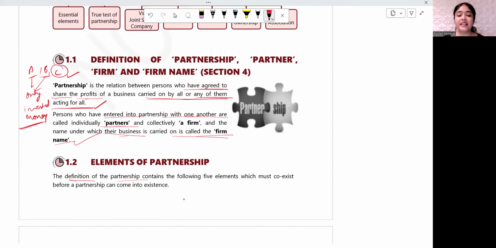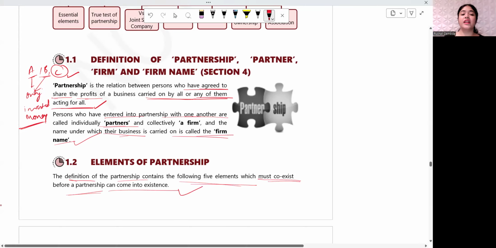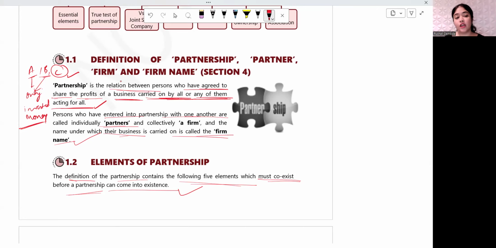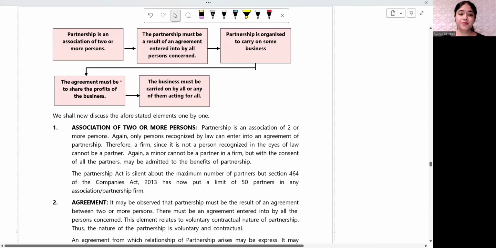Definition of partnership contains the following 5 elements which must coexist before a partnership can come into existence. So in your definition of partnership, what we have seen, relation between persons who have agreed to share the profit of a business carried on by all or any of them acting for all. So this definition has 5 elements which must coexist. They all should be existing together, and before the partnership can come into existence, all this should be existing together. Let's see what are these elements.